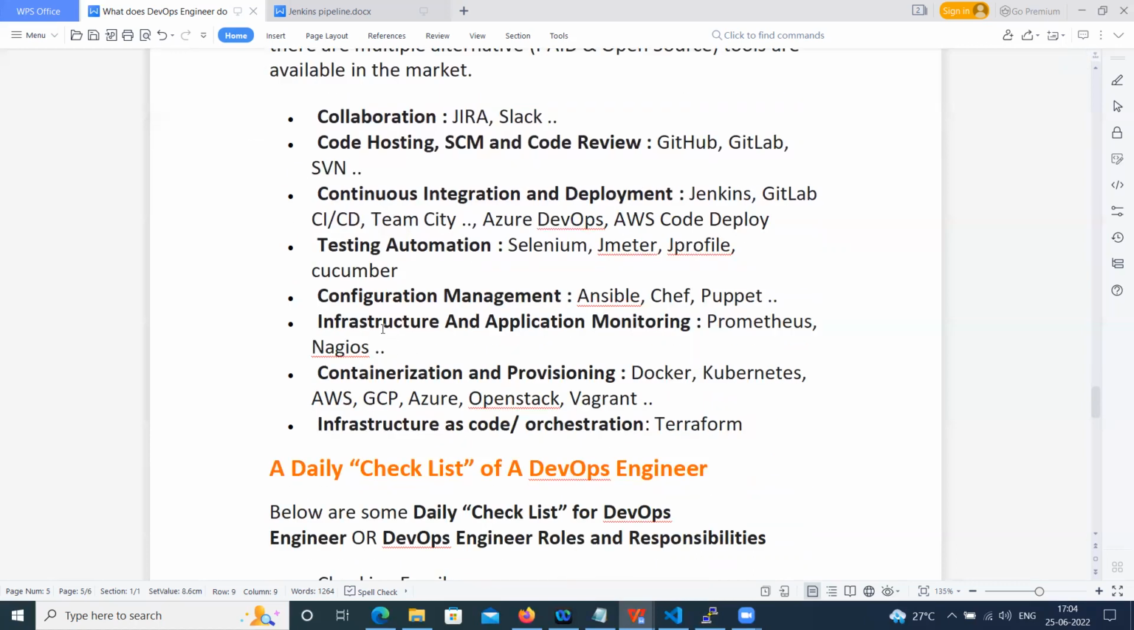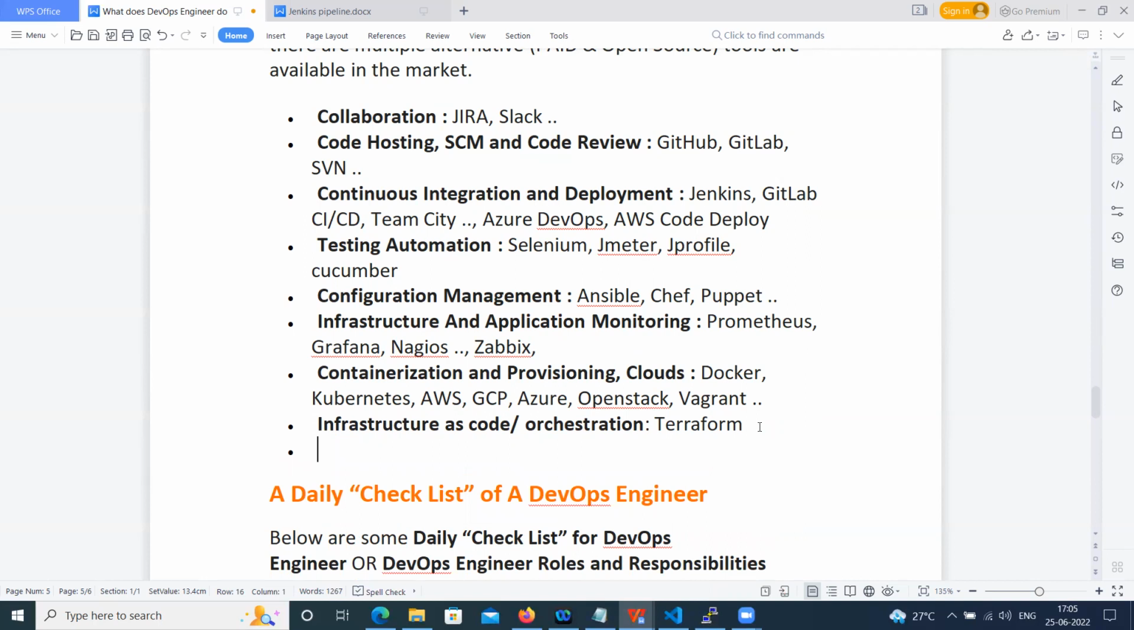Then we have the category infrastructure and application monitoring. Here we have Prometheus, Grafana, Nagios, and Zabbix. These are the infrastructure and application monitoring tools. Next, we have containerization and provisioning, with tools like Docker, Kubernetes, AWS, GCP, OpenStack. Here we can call it provisioning, then cloud. Then infrastructure as code or orchestration is Terraform.